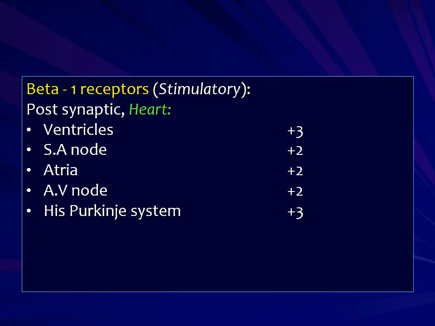Now the next, one of the most important sites is the beta 1 receptors present in the heart. In the heart, they are present at all levels: the smooth muscle of the heart and the connective tissue of the ventricles, atria, SA node, AV node, bundle of His, etc. And being stimulative in nature, it will increase the activity of all these sites.